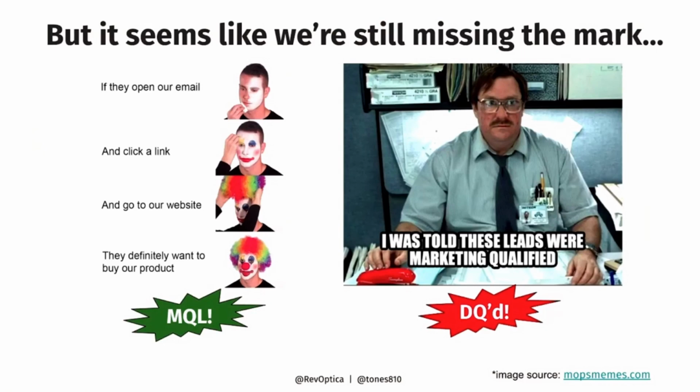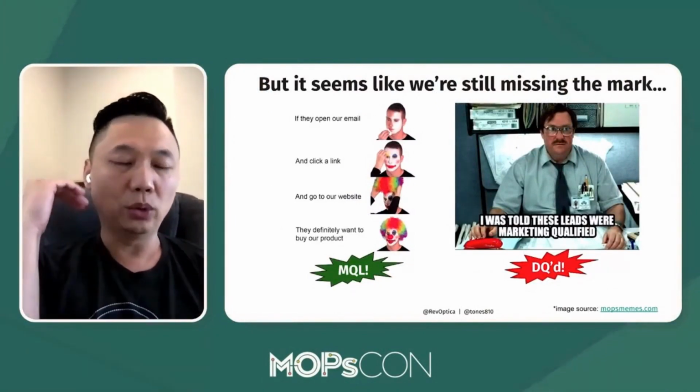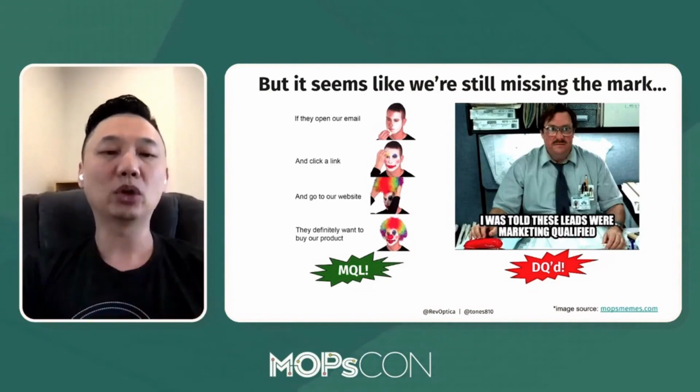But look, I've experienced this myself in my career as well, where in the past I've set up lead scoring models sort of along the lines of the image on the left. Someone opens an email or they click on a link, they go to our website, and we start racking up these points for a lead score for a particular prospect. And once they hit some sort of threshold, then we qualify them and say, there you go. This is a marketing qualified lead, MQL.